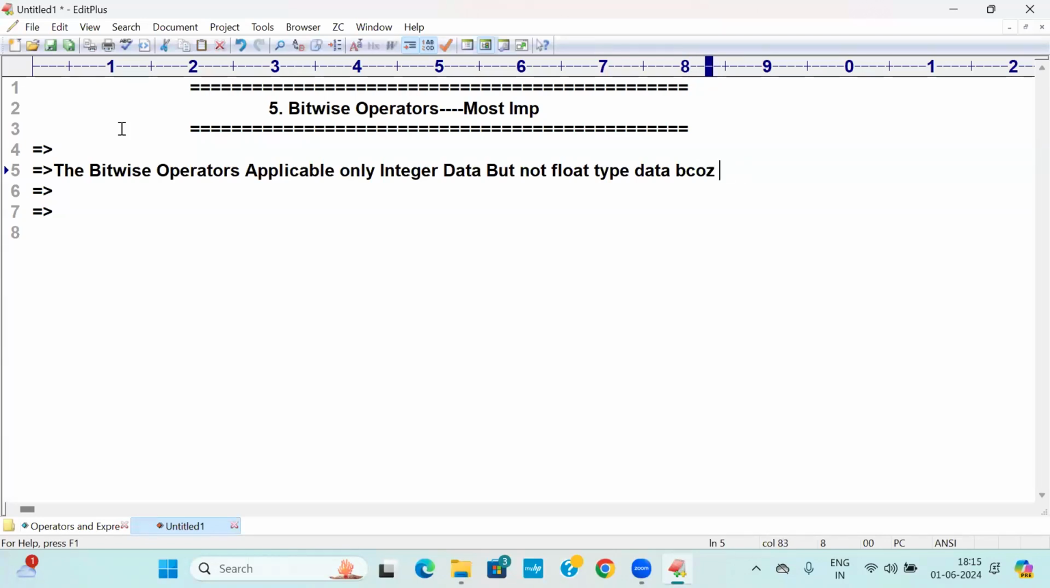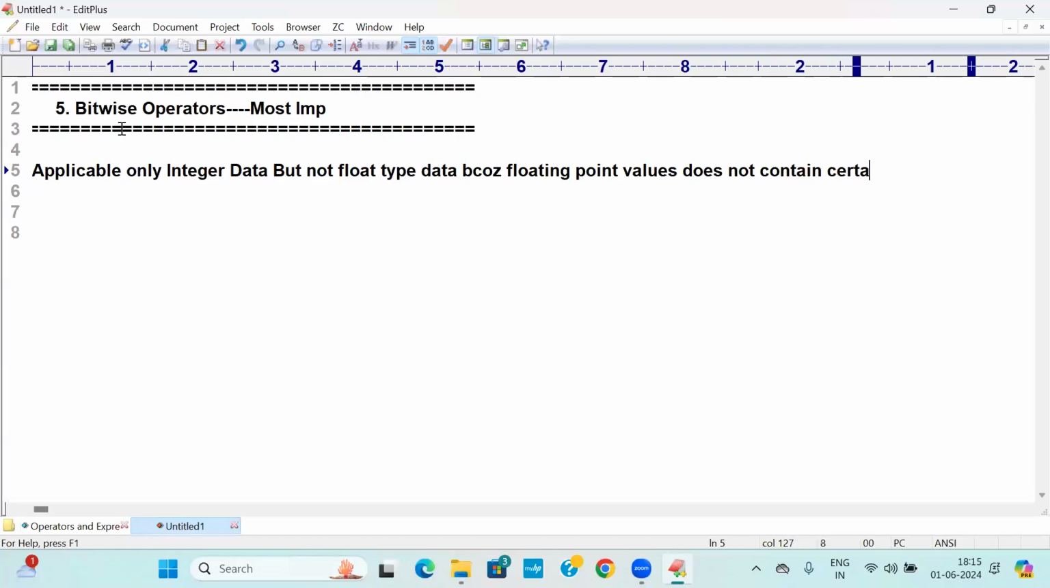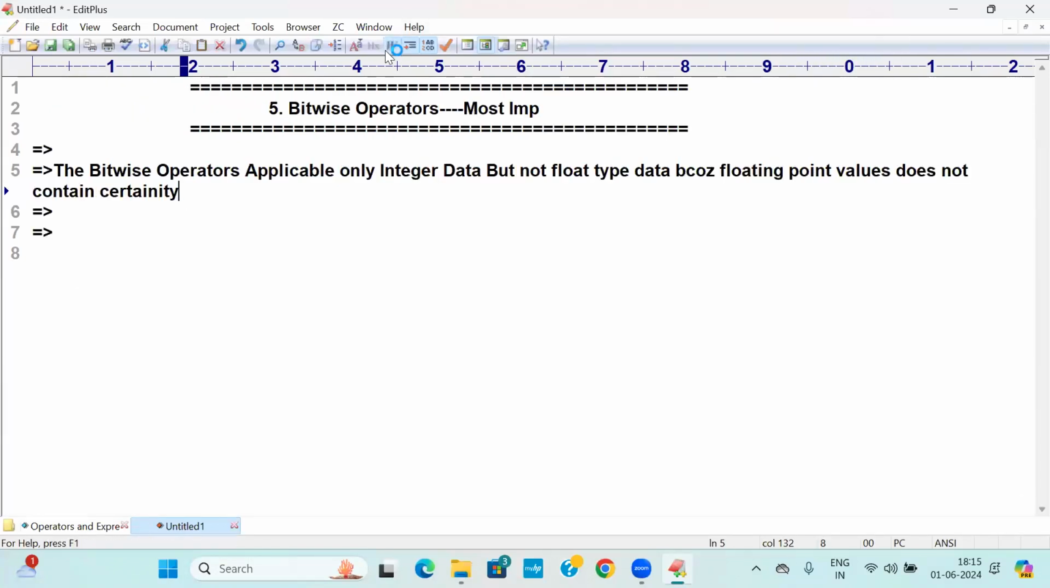Let me write the reason: floating point values do not contain certainty. There is no certainty. I will explain what is the meaning of certainty. Floating point values do not contain certainty, whereas integer data provides certainty. So let me explain what we mean by certainty.